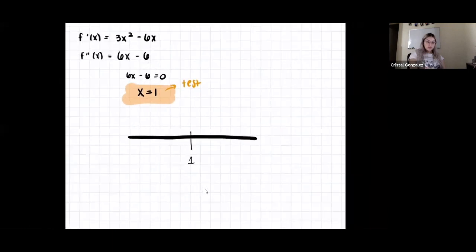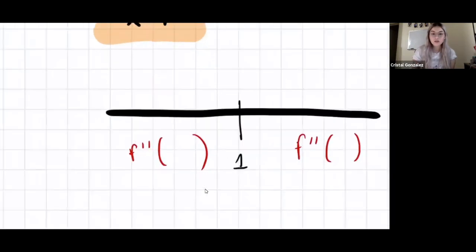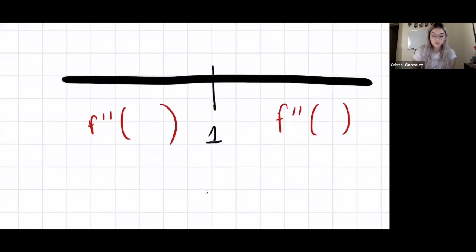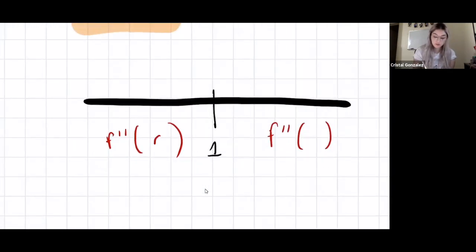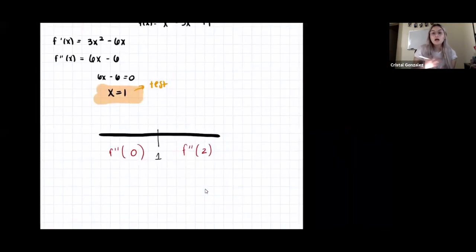And now what we're going to do after that is test a point here. And just like before we tested it on the first derivative, here we're going to be testing on the second derivative because we're concerned with the concavity of the function. So we're going to test a point here, and we're also going to test a point here. A good point to test is maybe 0, and a good point to test here is 2. So what I want you to do here is pause the video and figure out whether this was positive or negative.